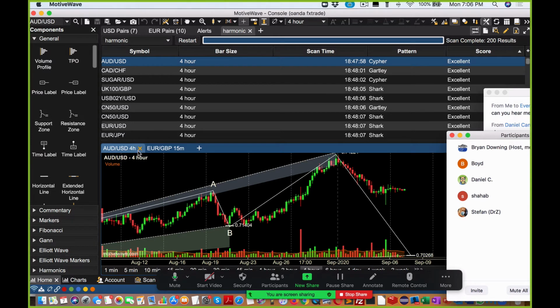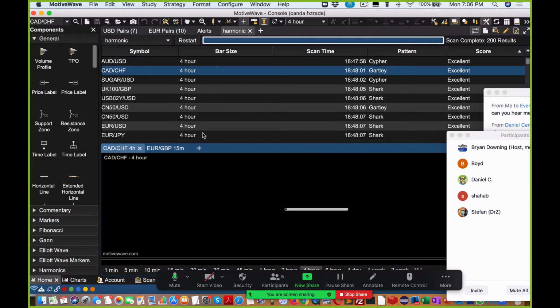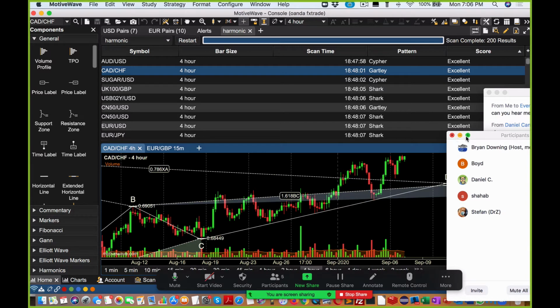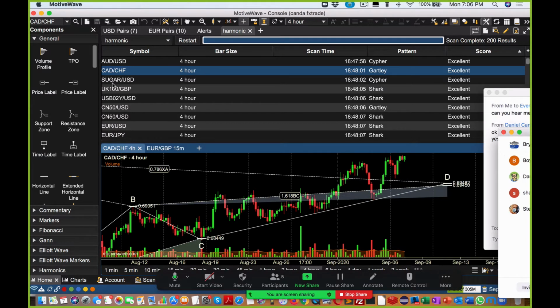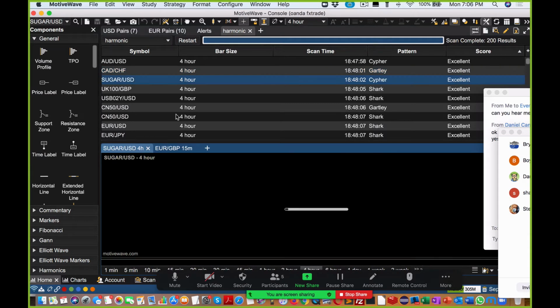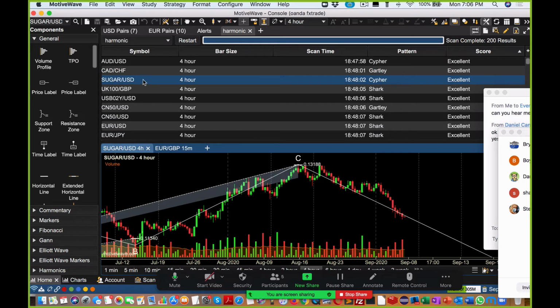All right, so what we're going to do is we're going to look for a long here. So again, we have a short here on the Canadian Swiss franc, sugar against the USD.